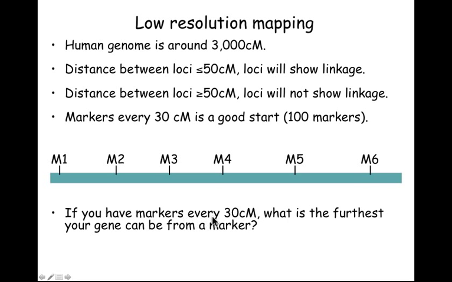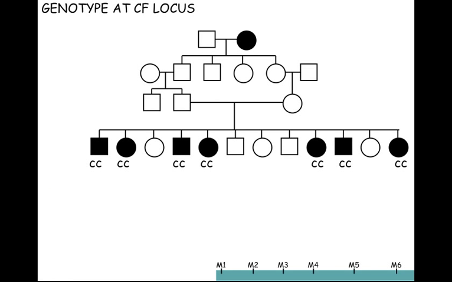And that would mean about 100 markers to cover the genome. So if you have markers every 30 centimorgans, what's the furthest that your gene can be from a marker? Well, if two markers, say M3 and M4, are 30 centimorgans apart, then the furthest your gene could be from a particular marker would be right in the middle, which would be about 15 centimorgans. And 15 centimorgans is pretty tight linkage, so linkage should be fairly obvious. If it's anywhere not straight in the middle, if it were over this way or over that way, you'll be even closer to one of those markers. So this should give you a pretty good chance of seeing the linkage.